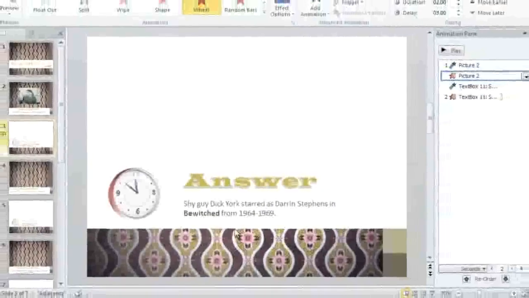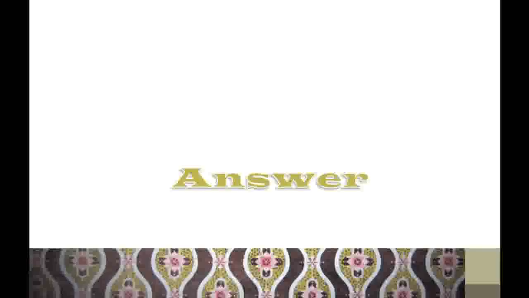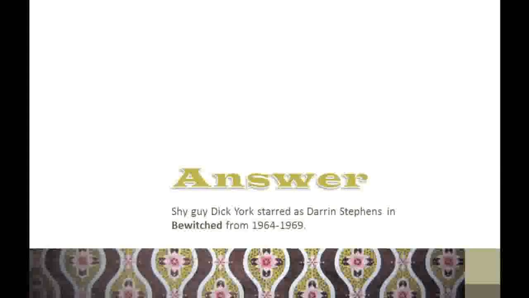And now I will play the slideshow so that I can view the finished product. I'll click the mouse to trigger the first effect, and then after 3 seconds it will trigger the next effect, and then the next one. And the answer will stay on the screen until I click the mouse again.